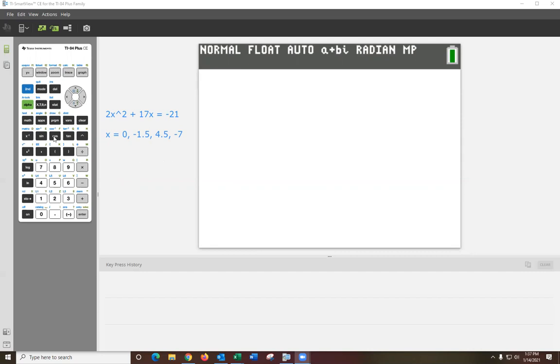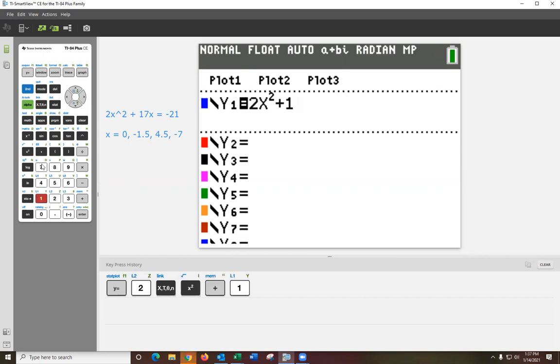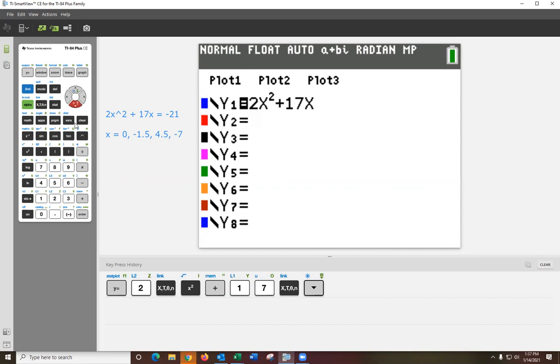Now, one way to do this is with the table. We could go to the top left button, and we could plug in the left side of the equation for y1, and then for y2, we could plug in the right side of the equation. Okay. And now, again, since this is an equation, we want to know where the left side and the right side are equal. When do they match? Are they equal when x is 0? Maybe. How about when x is -1.5? Maybe. So let's go find out.